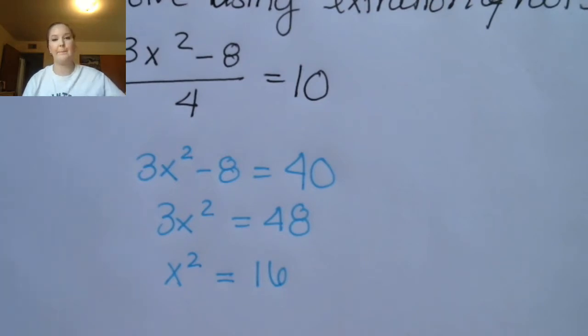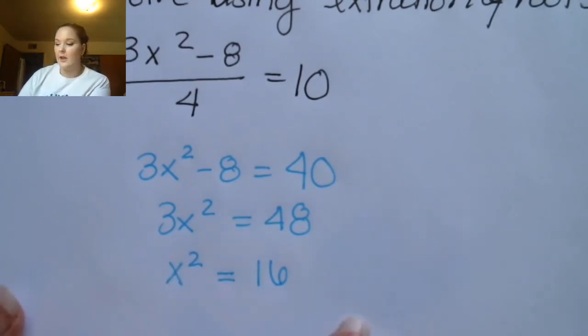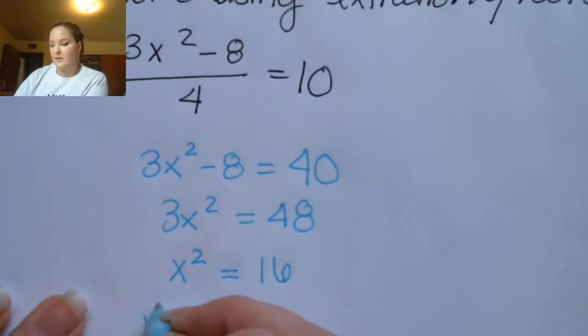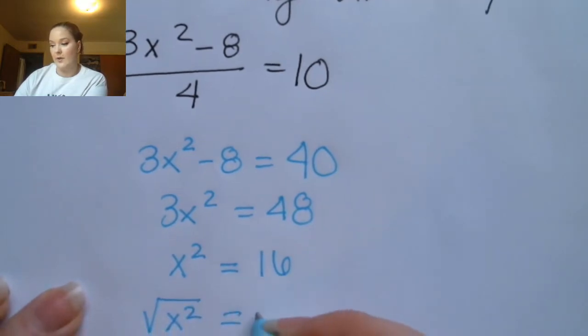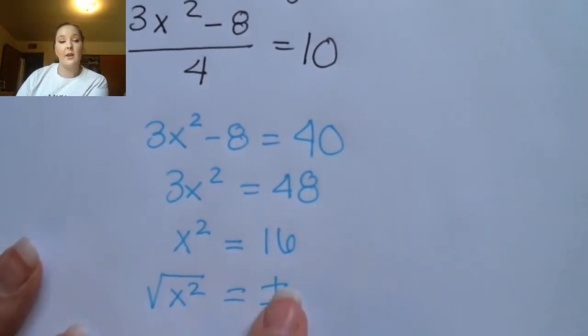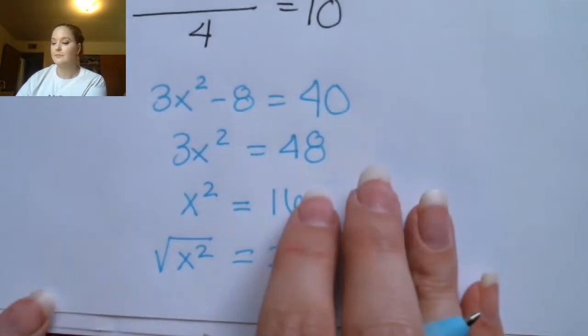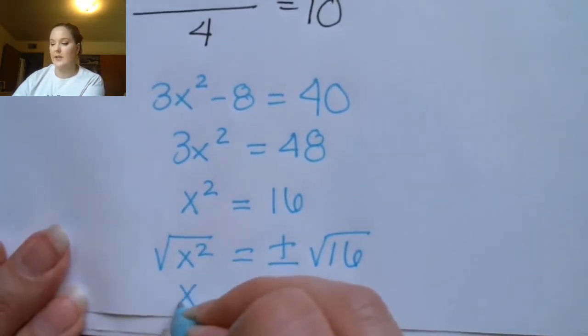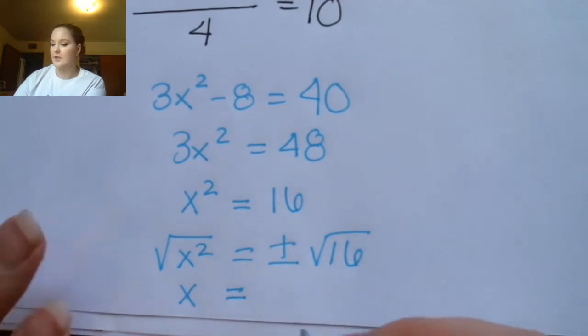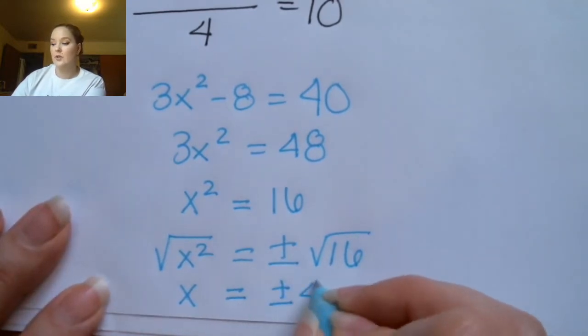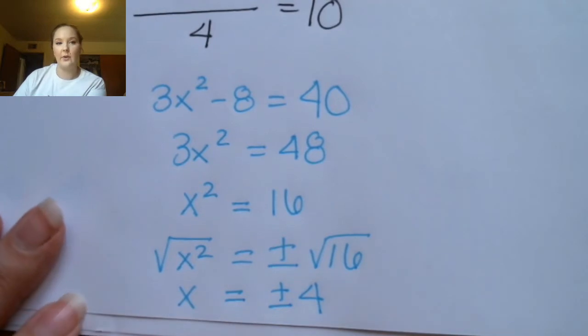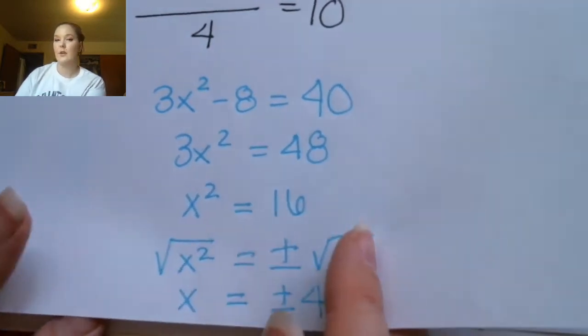Yep. All right, so now that I have my square isolated, I'm going to take the square root of both sides. And I'm not going to forget that when I take the square root of both sides of an equation, I need to include plus or minus. So the square root of x squared is x. Square root of 16 is 4. So I'm going to get two answers, 4 and negative 4. All right, let's look at another example like this.